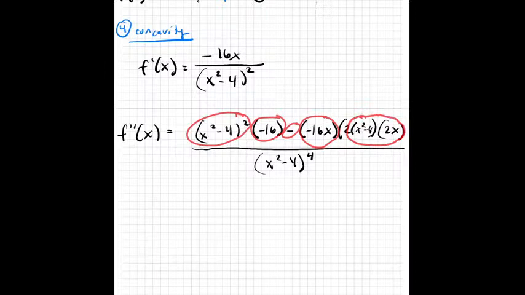Okay. Now notice they both have the following: x squared minus 4, 16, there's no extra x there, so just 16 times x squared minus 4. So they both have this, this, this, and this.